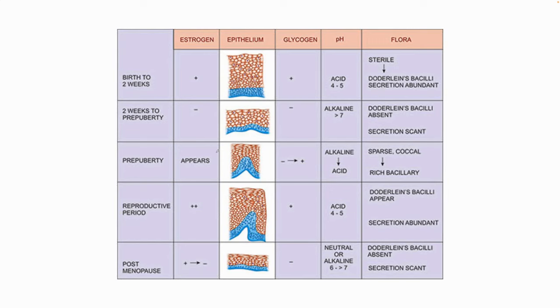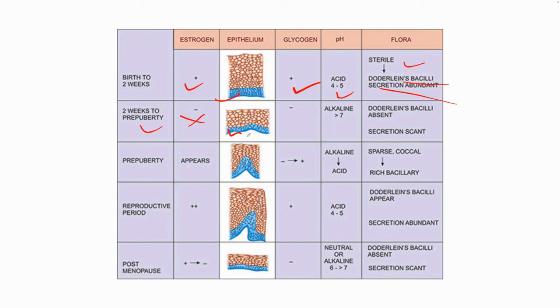Now if we see the chart, during birth to 2 weeks, there will be the presence of estrogen. The epithelium will be like this. Glycogen will be present. The acidic pH will be found, 4 to 5. At that time the flora will be of the Doderlein bacilli. Secretion will be abundant. Then 2 weeks to puberty, estrogen will not be present.